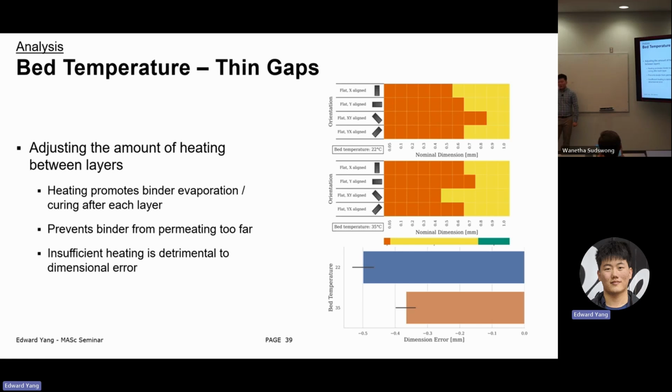The binder is remaining liquid and infiltrating further into the part than it should. Typically, the heater would prevent the binder from going too far. Each layer would stack up and be kind of frozen in place with the heater. But if they don't get sufficient heating on each layer, then dimensional error stacks up as that binder liquid just seeps further into the powder.